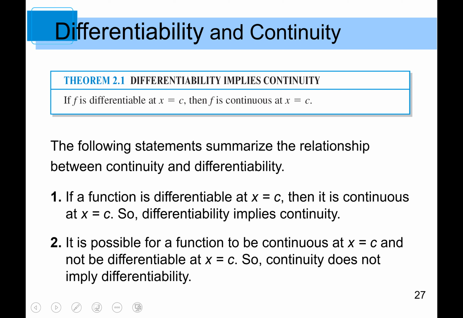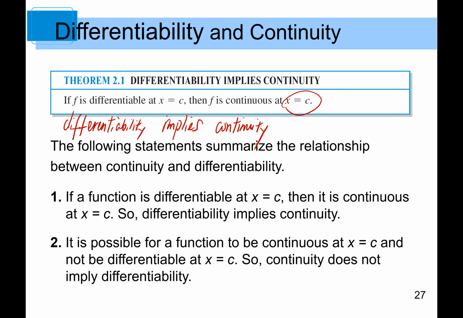Differentiability implies continuity. That's what we learned from the previous example. If f of x is differentiable at x equals c, then f of x is continuous at x equals c. So differentiability implies continuity, not the other way around. If a function is continuous, it may not be differentiable.